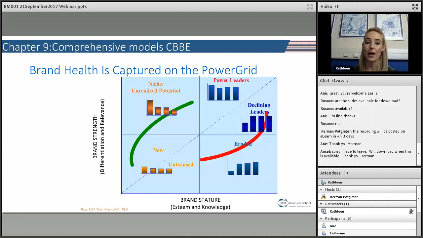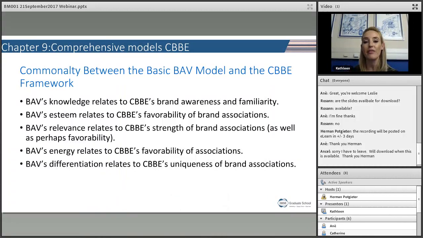Now, in your exam, you would be asked to explain the theory behind this model. And then you would be asked to identify where the brand in your case study would fit on the power grid. So it's very important that you are able to give the theory, but also be able to apply it. And that's where the brand in focus example that is given from page 353 in your textbook is going to be very helpful in that.